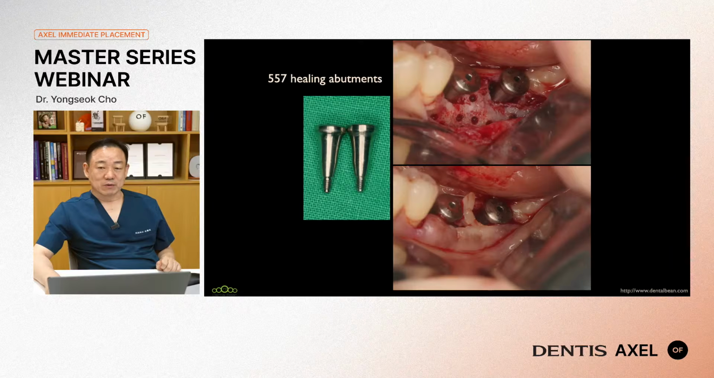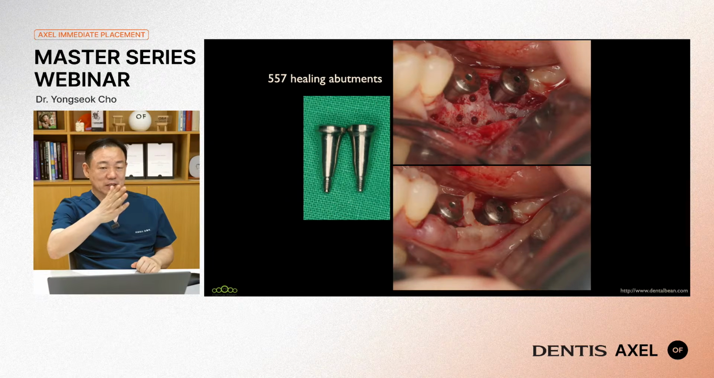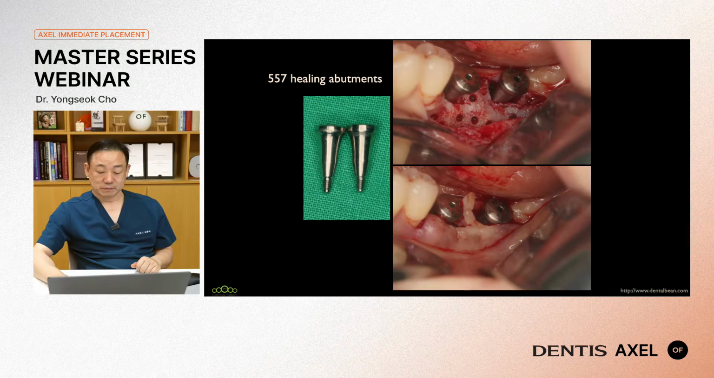The 5.57 millimeter healing abutment was connected, and because I want to do GBL in this case, it is difficult to approximate the flap between the healing abutments in one-stage surgery, so I simply rotated the buccal flap.